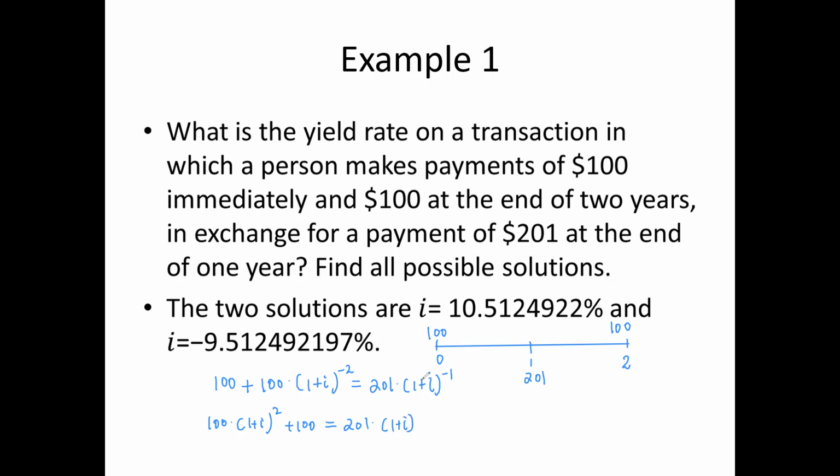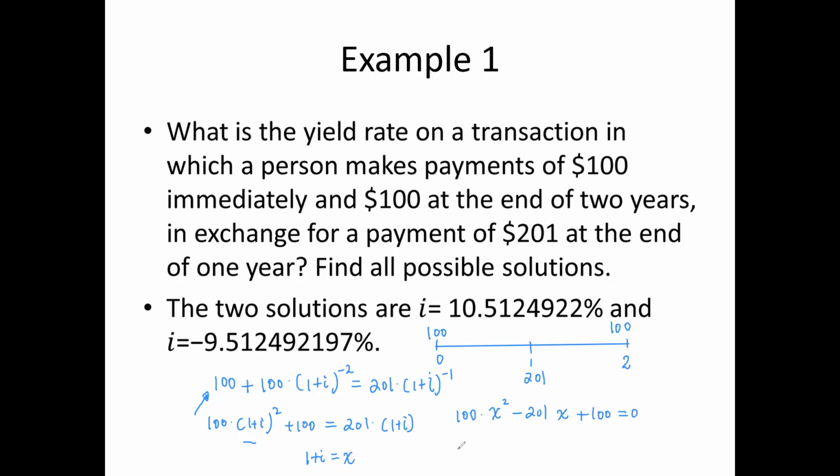In essence, they are the same. It's just a different time. But for this problem, maybe this is a little bit easier because when I try to solve this, I'm going to multiply both sides by (1+i)^2 anyway. So either way, it's okay. It's a quadratic equation. Let's set 1+i to be x. So you have 100x^2 minus 201x plus 100 equals 0.